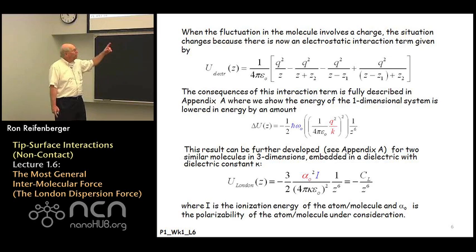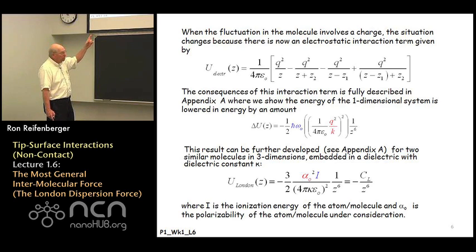And what you can see is that the interaction potential energy in this most general case, the case where there is no permanent dipole moment associated with the atoms or molecules that are interacting, even in this particular case, varies as 1 over the separation distance to the 6th power. So it's that 1 over z to the 6th term that's a critical result of this discussion.